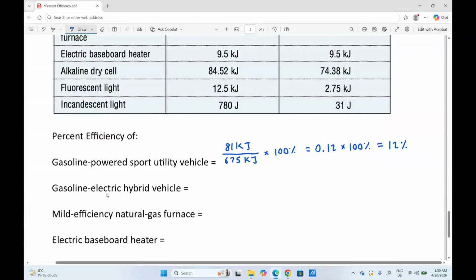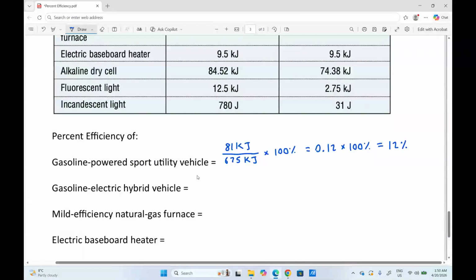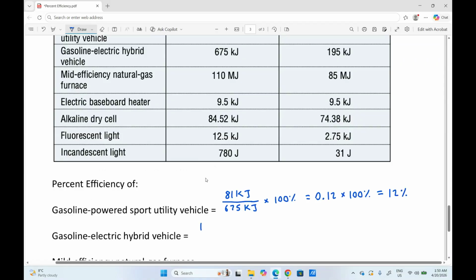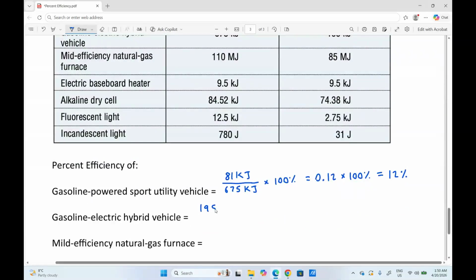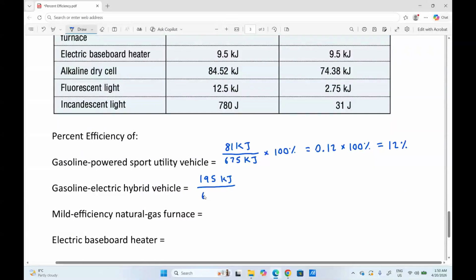Another one would be the gasoline electric hybrid vehicle. To calculate this one, let's take my output energy of 195 kilojoules and divide it by my input energy, 675 kilojoules. Then I would times it by 100%. So in this case, 195 divided by 675 times 100%. After I round it to the nearest tenth, it's going to be 28.9%.